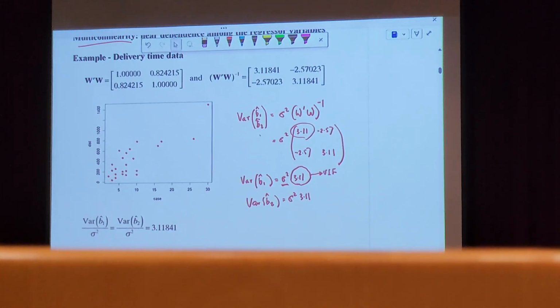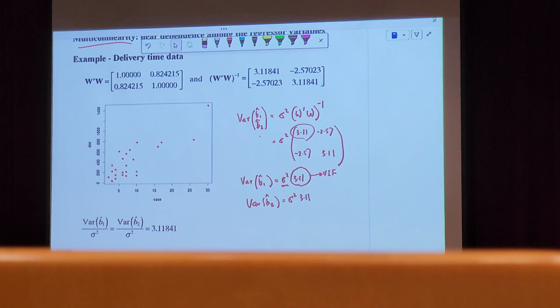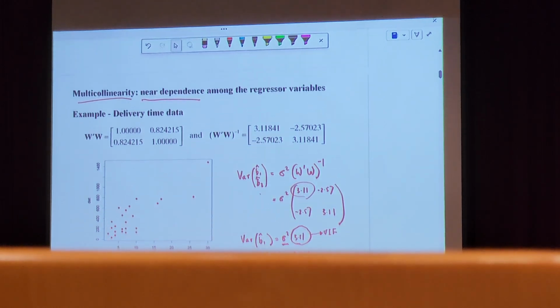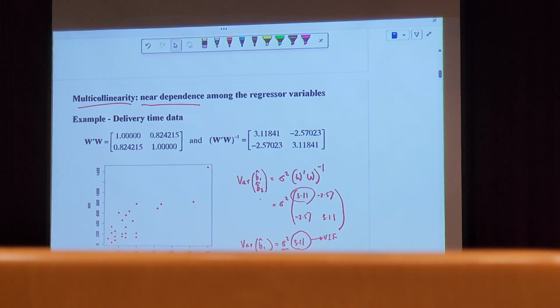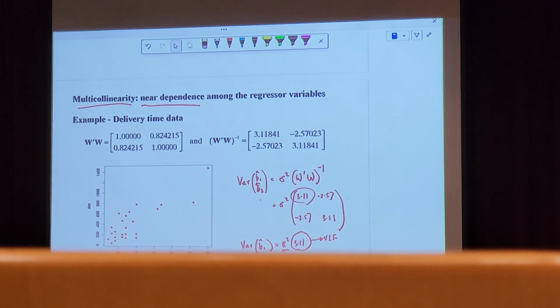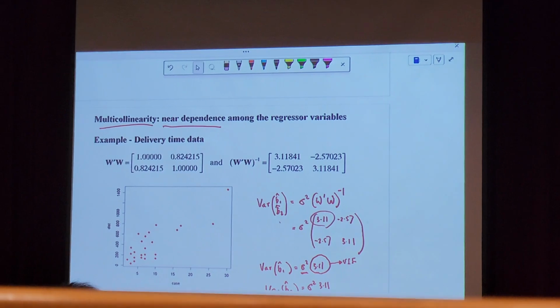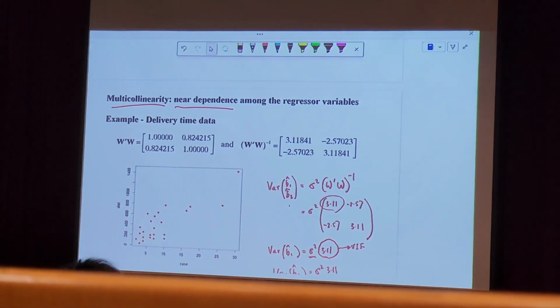So I have conveyed two important points by now. Number one, what is multicollinearity? Very simple. It's high dependency among regressor variables. That's called multicollinearity. Fact number two, what is the effect of multicollinearity? Why do we bother if some regressor variables are correlated? Well, in a way, if you have two regressor variables that are highly correlated, that means they convey the same information.